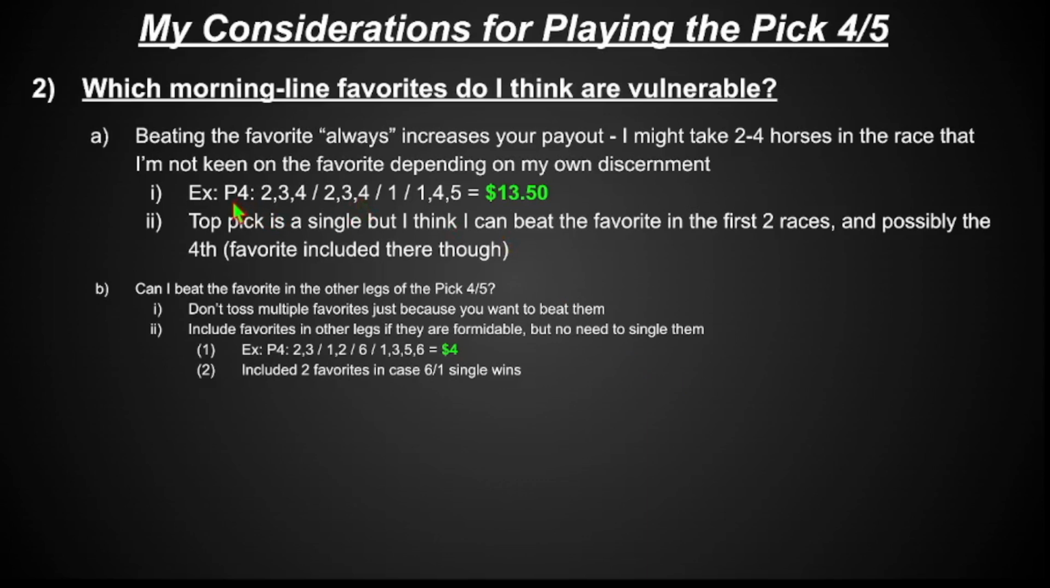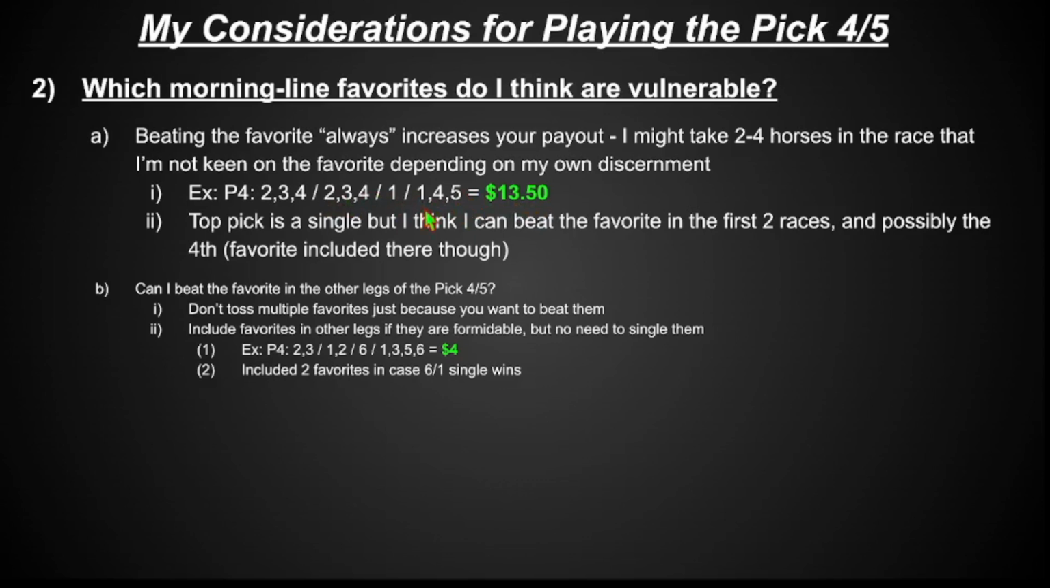So for example, let's say I'm doing a pick 4. I have the 2, 3, 4 in the first race, so 3 horses without the favorite, with 2, 3, 4 in the second race, 3 horses without the favorite. Gonna single the favorite in the third race. I just think it's basically a sure thing to win. And then the 1, 4, 5 in the fourth race. I'm adding the favorite, but I also like the 4-1 and a 5-1 as well. 3 by 3 by 1 by 3 is a $13.50 bet.